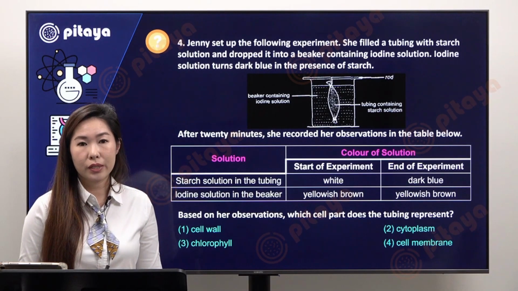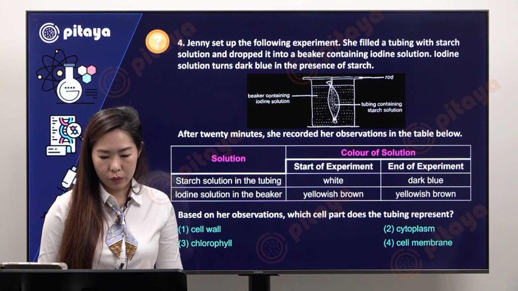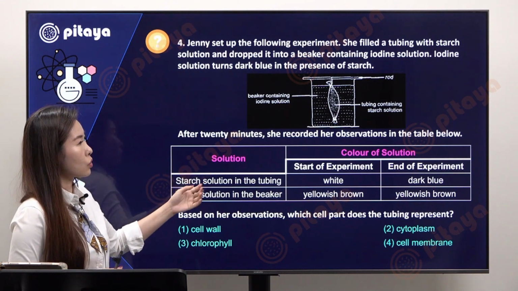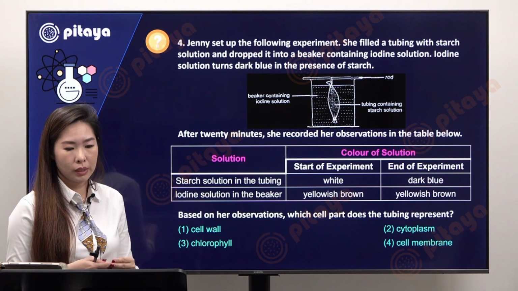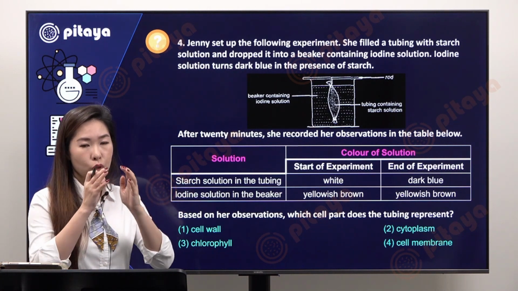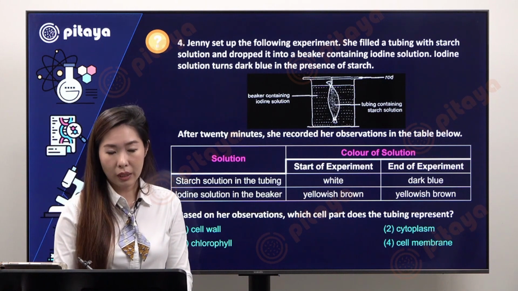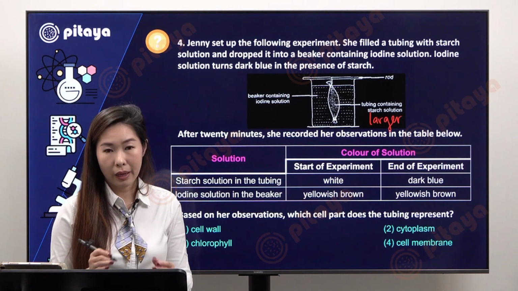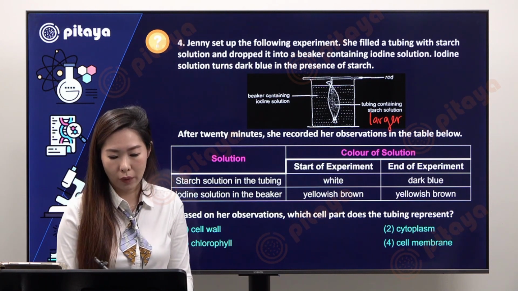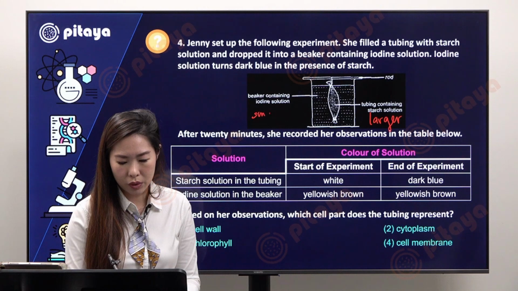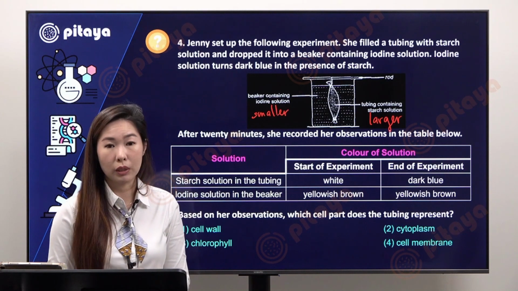In question 4 is a topic on cells, where we have to look at the design of the experiment with the results to tell what part of a cell it is trying to represent. So in this question here, we have a tubing that contains starch solution. And just remember that starch particles are generally larger than iodine particles in iodine solution. So iodine solution or particles, they are smaller.